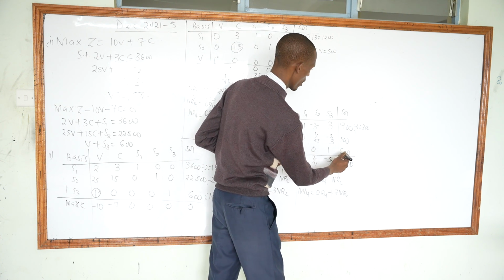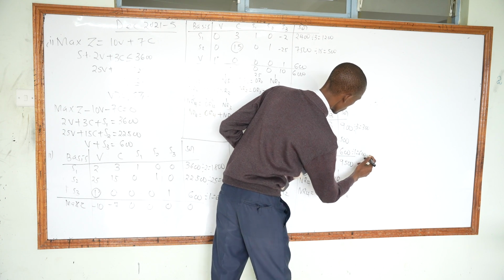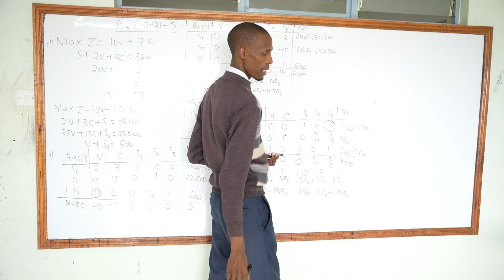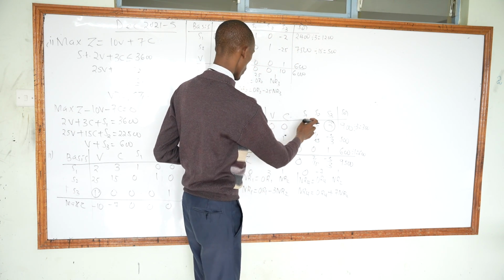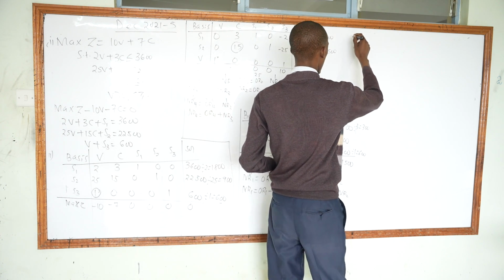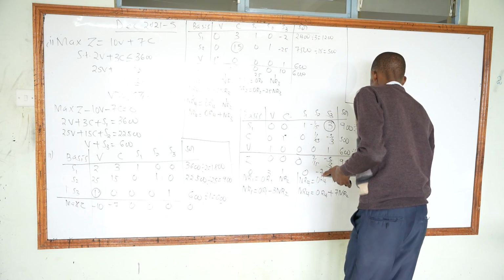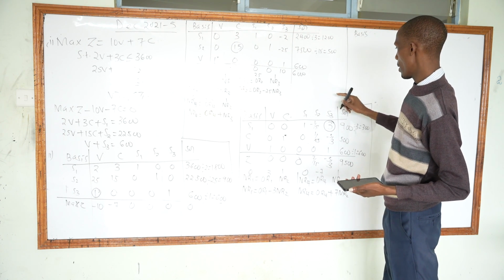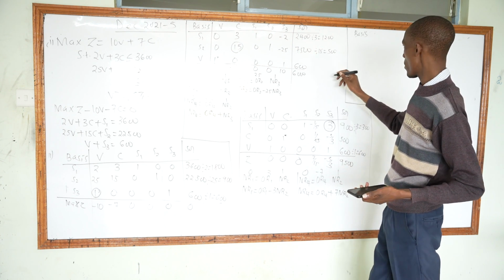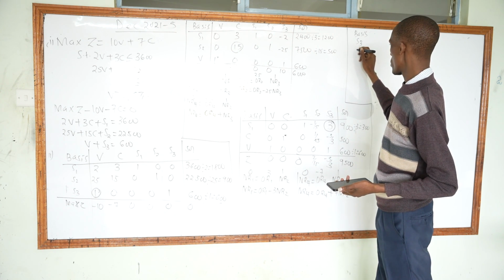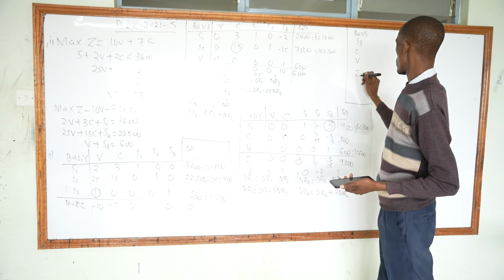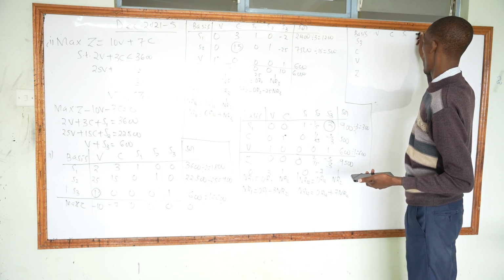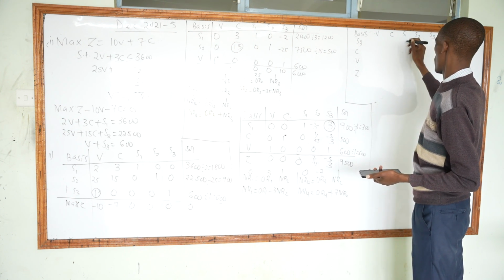So this one we ignore, divide by 600, which is the smallest quotient between 600 and 300. This becomes our pivot element. So that means S3 will come and replace S1. So we prepare another table. So basis. Now this one will come and take the place of S1, S3, C, and V. Then Z, then we shall have V, C, S1, S2, S3.